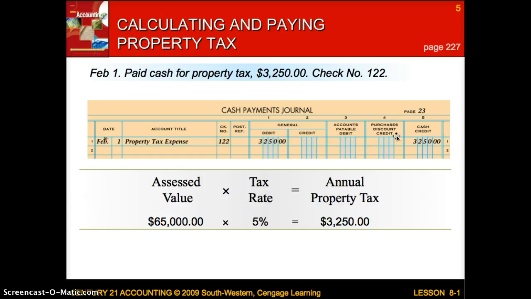We are going to take our assessed value of $65,000. This will give us our tax rate, which is 5%. Well, we're going to take our assessed value of our land and our buildings. That was given to us, that number is $65,000. At the 5% tax rate will give us our annual property tax of $32.50. So that goes under the account title property tax expense in our general debit and our cash credit.